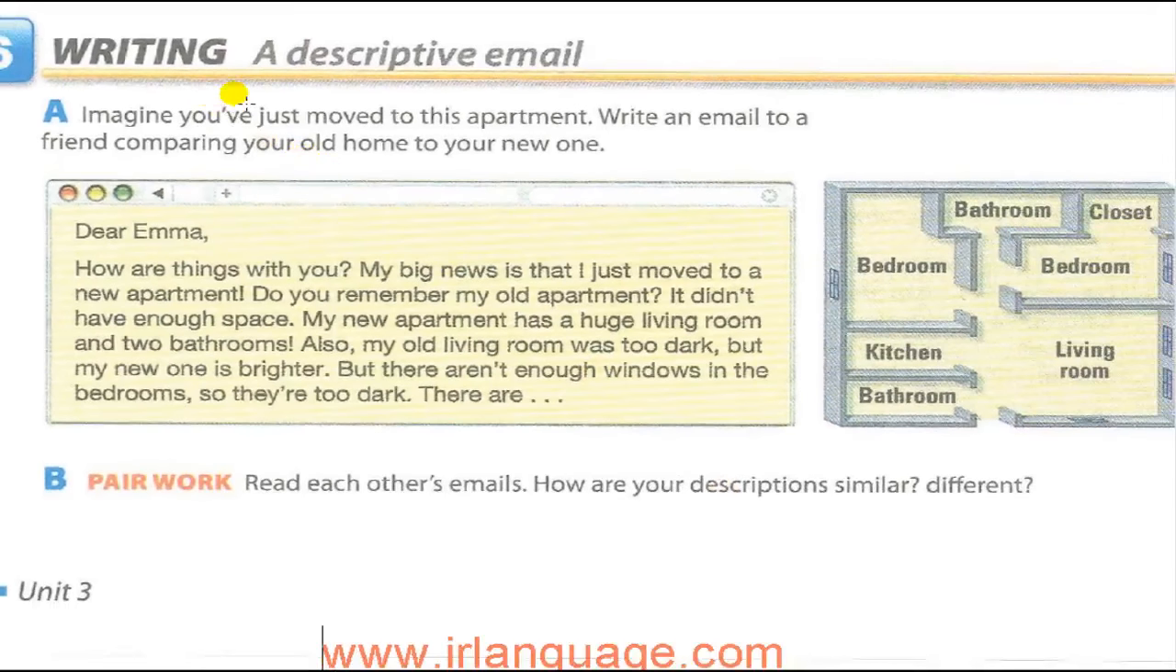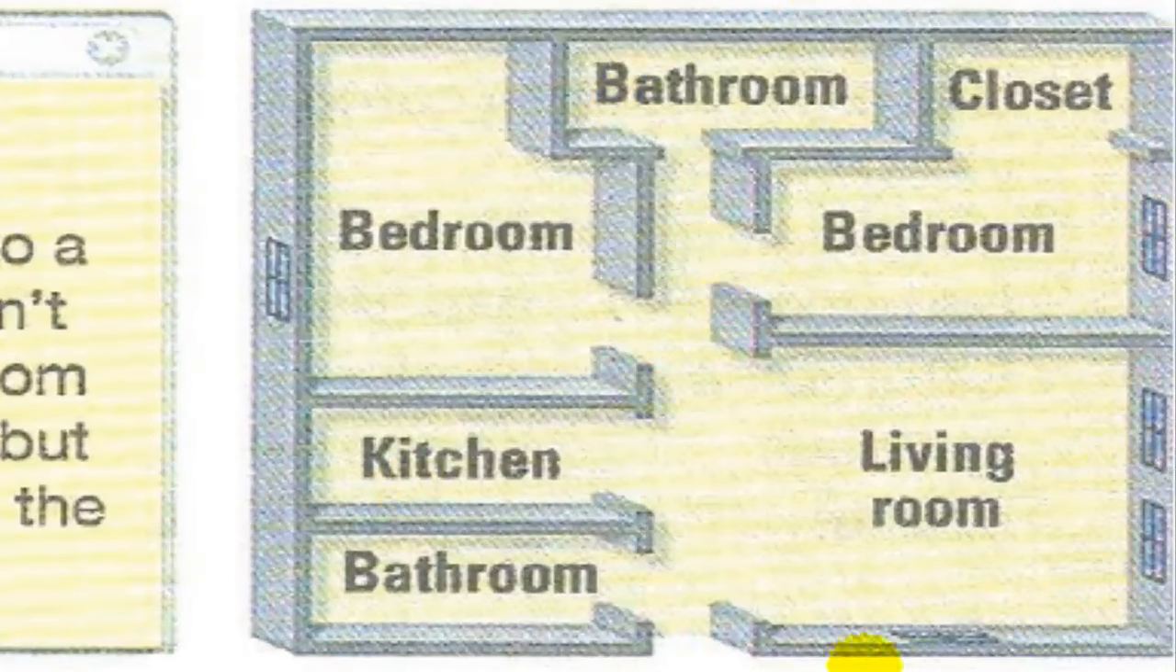Number 6. Writing a descriptive email. Imagine you've just moved to a new apartment. Write an email to a friend comparing your old home to your new one. You have an old home, you have a new house, and you make a comparison. So here you have two bedrooms, two bathrooms, a kitchen, a living room, a closet.